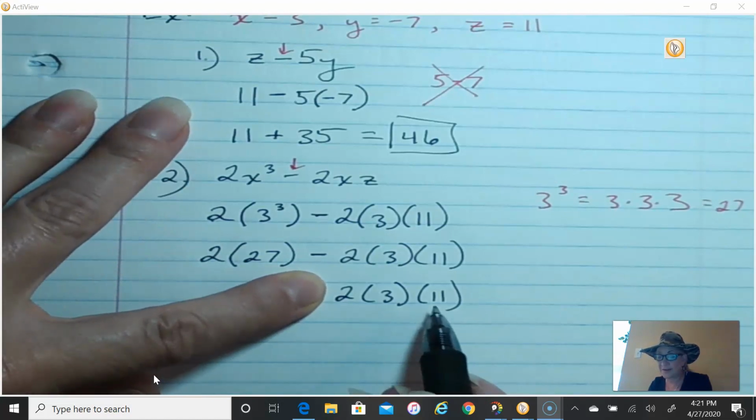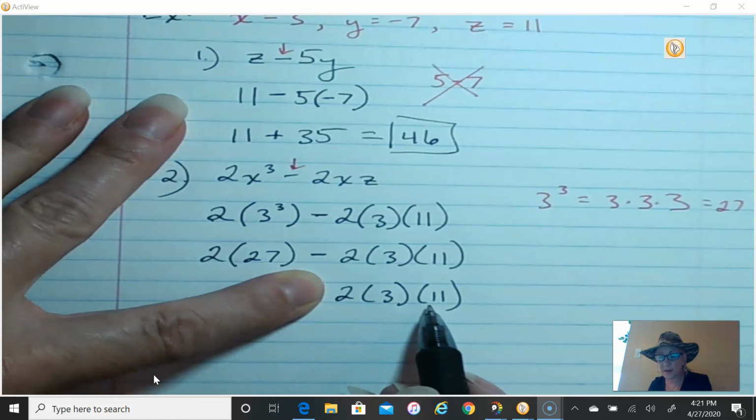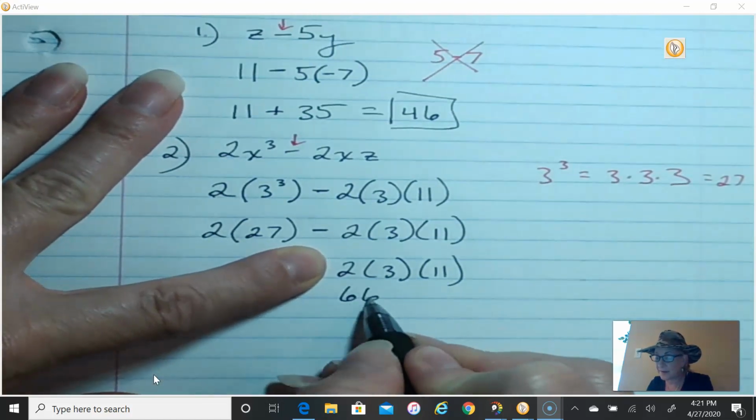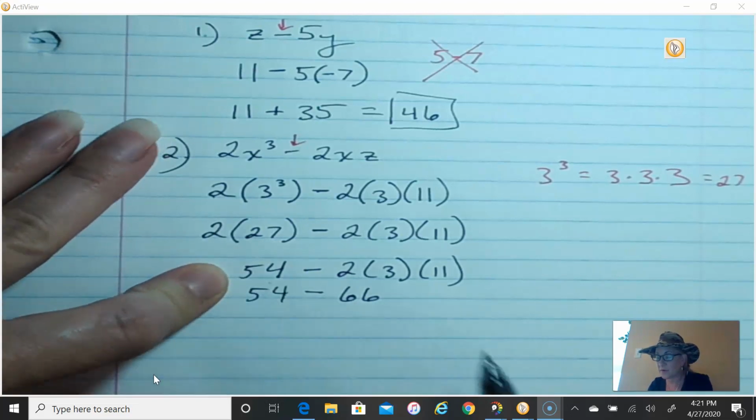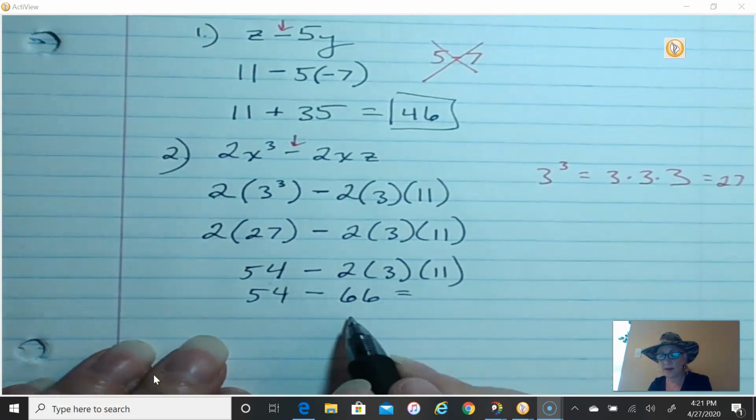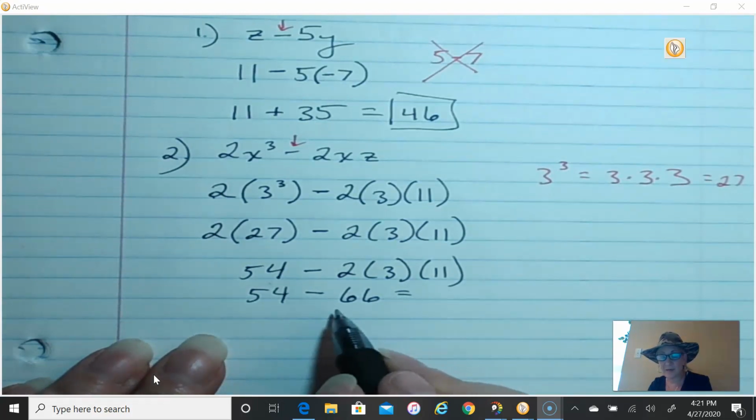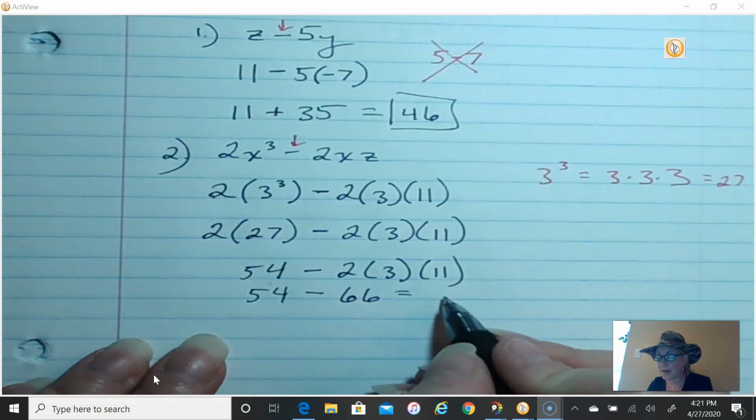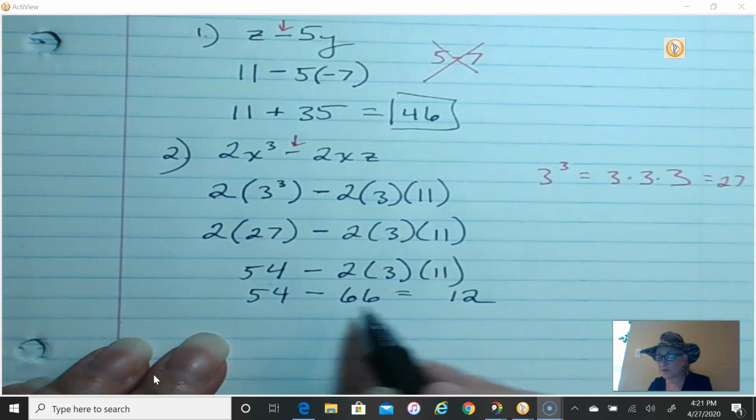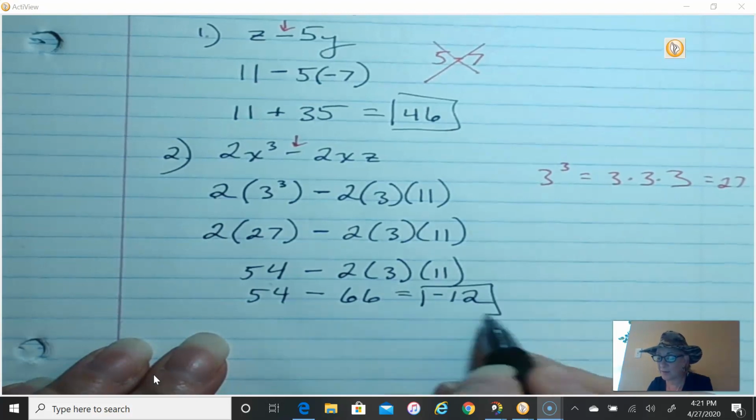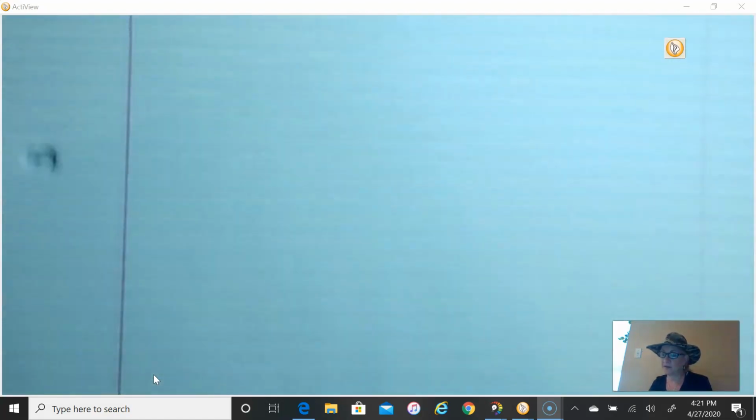2 times 3 times 11. 2 times 3 is 6. 6 times 11, what is that? 66. Bring down that subtraction, and 54. 54 minus 66, that's a positive, that's a negative. So then you subtract and take the sign of the largest digit, which is 66, so it's negative. Okay? Let's do some more.